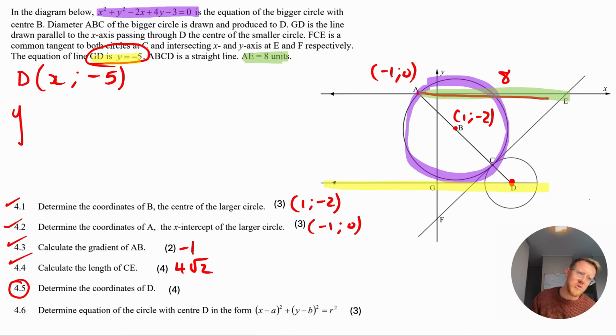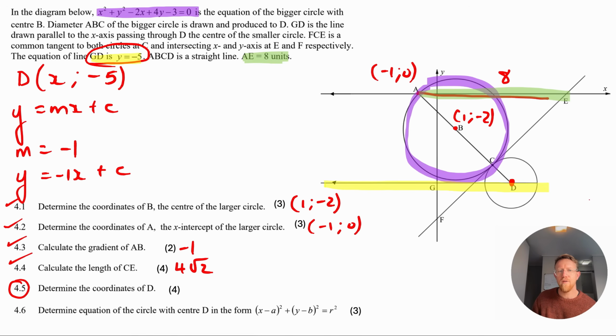So we know that a straight line is y equals mx plus c. We've already worked out the gradient when we got the gradient of AB, so we know that that's -1. So we can then say y equals -1x plus c. To find c, you plug in any point on that line. I'm just going to plug in this over here. So you would get that, and then if you solve for c, you should get -1. So now we have the equation of this straight line.